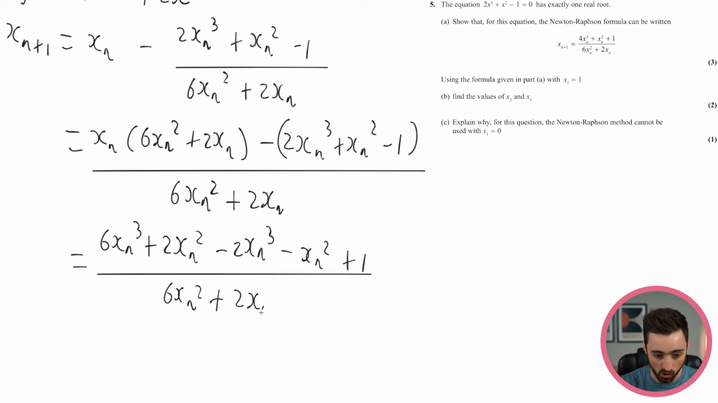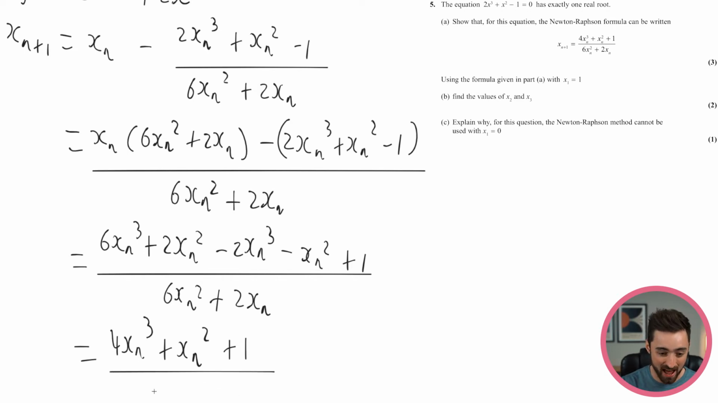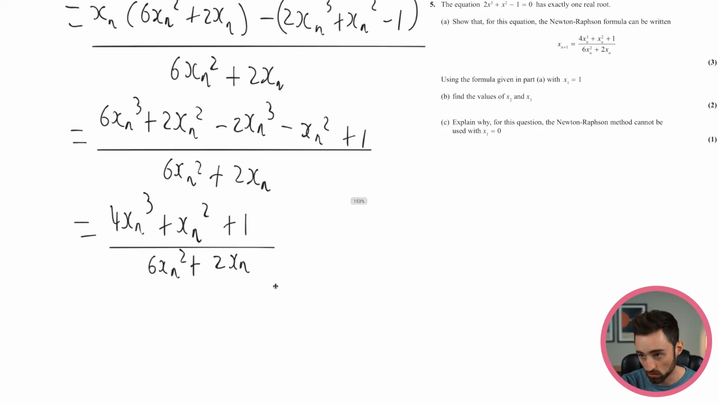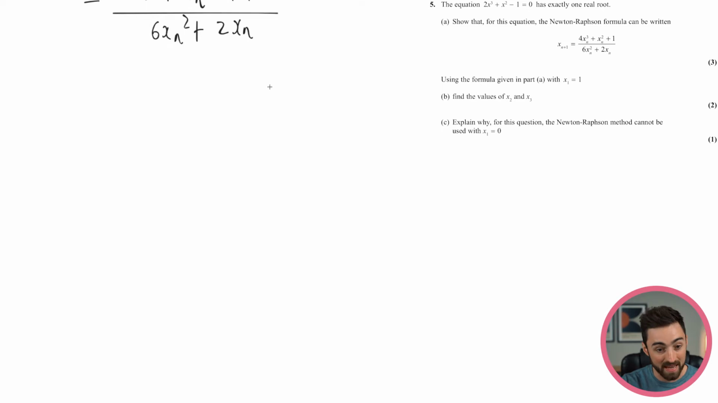Now, what do we have? X cubed, so we've got 6 minus 2 of them, so 4 of them. X squared, so we've got 2 minus 1 of them, so 1 of them. And the numbers, I've just got this 1 scraggling on the end. So that's what I have, and I'm going to hope that that is what they have too, and it is. So 3 marks. Cool.